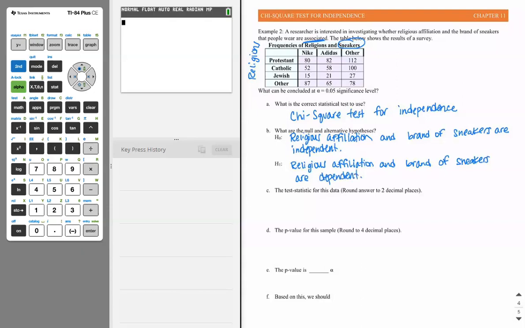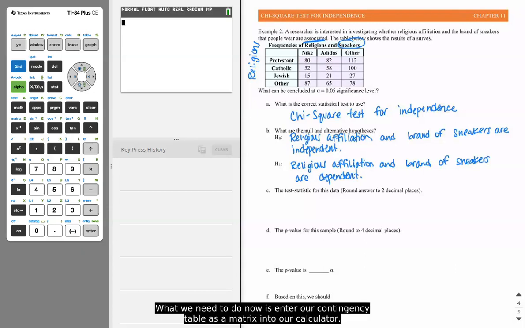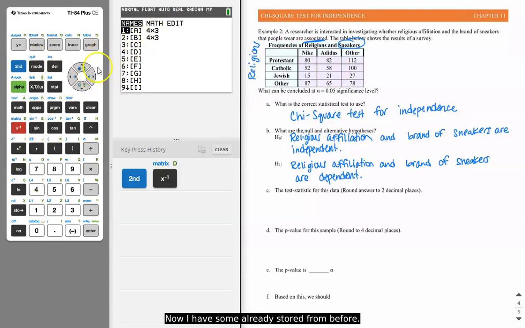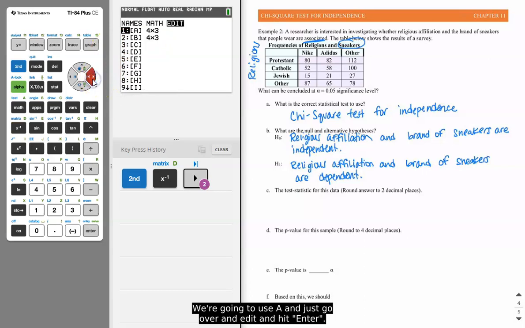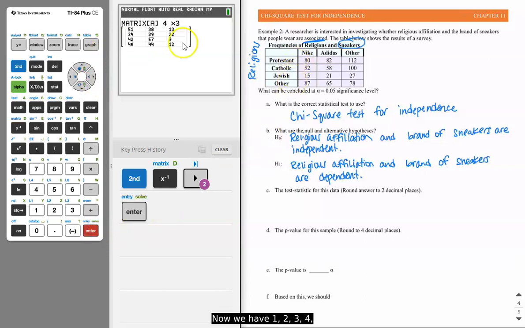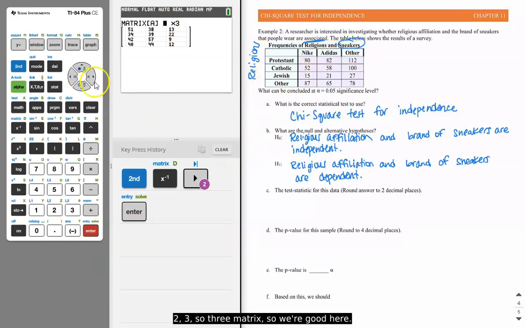Okay. So our next couple questions, test statistic, p-value, this is all going to be found on our calculator. So what we need to do now is enter our contingency table as a matrix into our calculator. To get into matrix, we'll hit second and matrix. Now I have some already stored from before. We're going to use A and just go over and edit and hit enter. Now we have 1, 2, 3, 4, so we still have a 4 by 3 matrix. So we're good here.